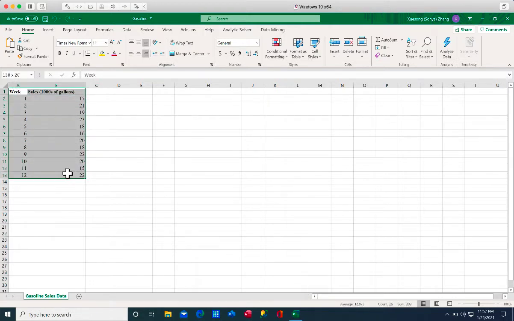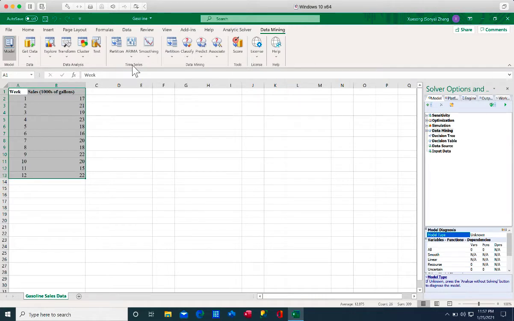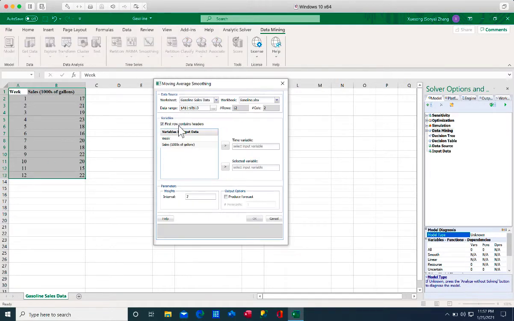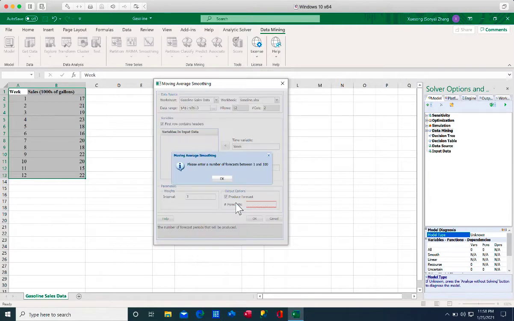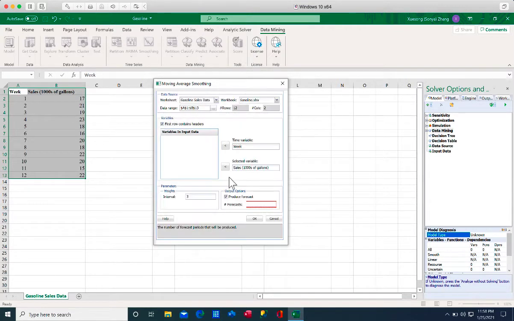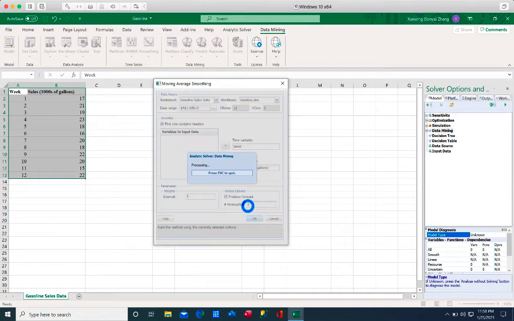We highlight the data, then from Data Mining under the Time Series box, select Smoothing, Moving Average. You want to make sure the first row contains headers, and if you select that, Week goes into the time variable, and Sales is the selected input variable. We're going to change the interval to 3 because we are using a 3 weeks moving average to forecast. And we're going to check the Produce Forecast box. We're just going to make one forecast and then click OK.